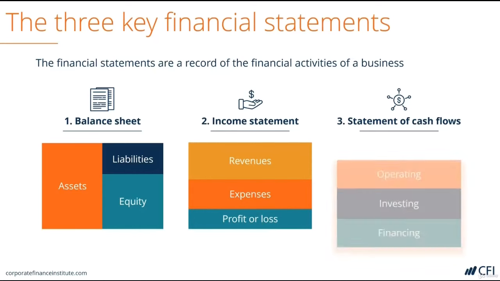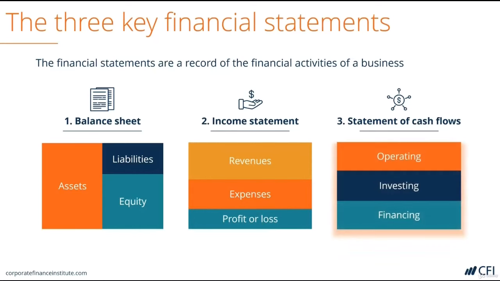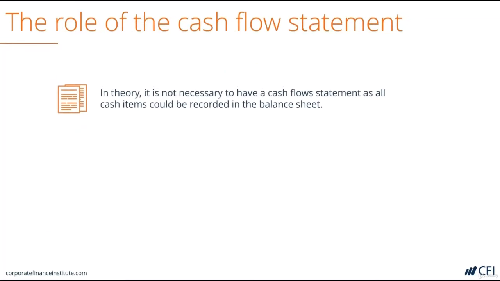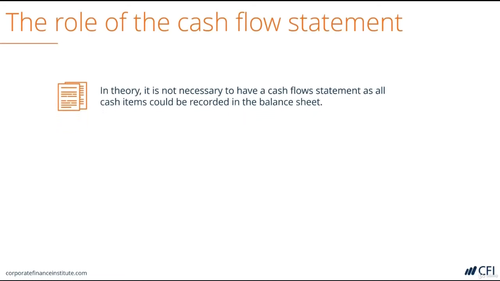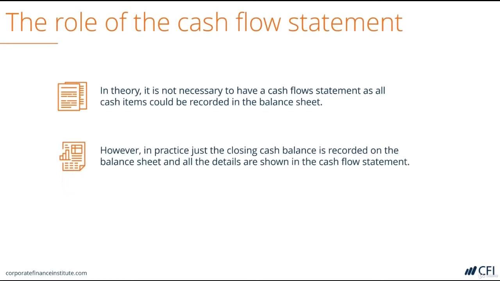Now we can focus on the cash flow statement, which shows the sources and uses of cash for a business. It's divided into 3 sections: the cash flow from operating activities, the cash flow from investing activities, and the cash flow from financing activities. In theory, it is not necessary to have a cash flow statement, as all cash items could be recorded on the balance sheet directly. However, in practice, that is not practical, and only the closing cash balance is shown on the balance sheet, while all other details are shown on the cash flow statement.